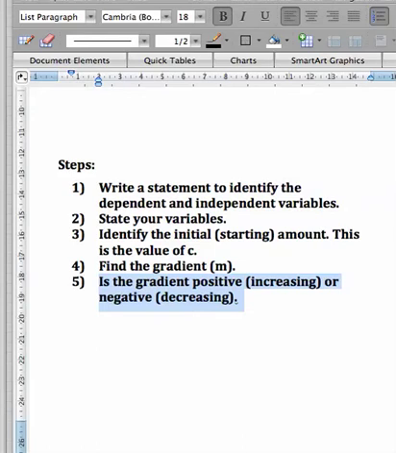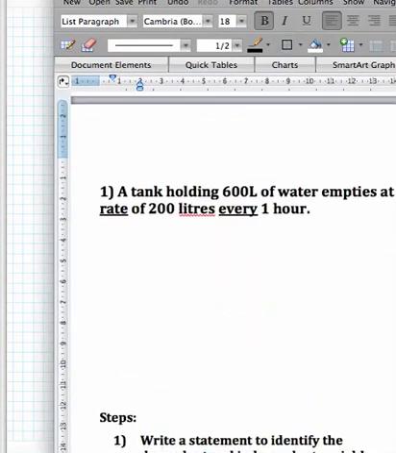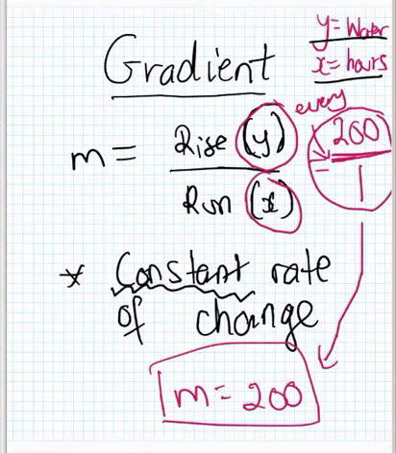So if we have a look at our problem, here it is. What's a keyword that tells us we are losing? The gradient will be negative. It is emptying. So we're losing water from our tank. So the next step is to make sure, yes, we've got M is 200, but it is actually negative. So our next step is to put a negative there. If you wanted to, you can do that step first. Identify if the gradient is negative or positive first, and then calculate the gradient. Or you can do it this way. And there it is.